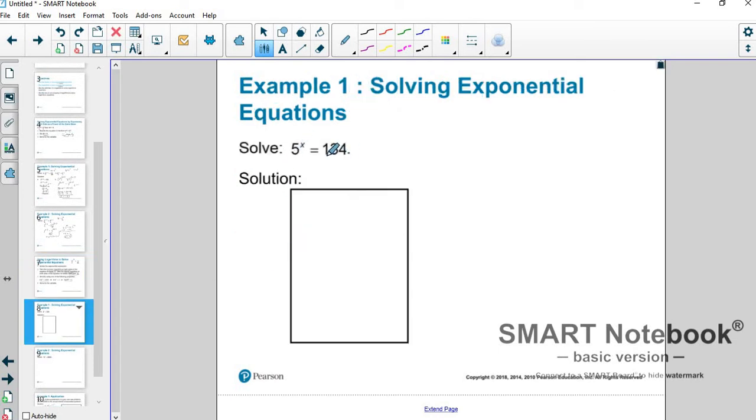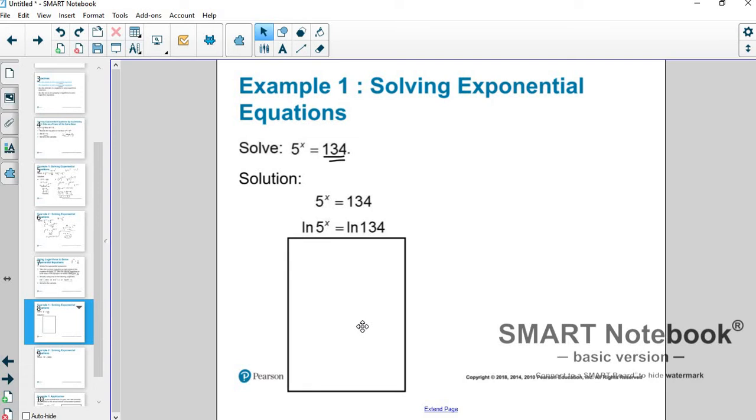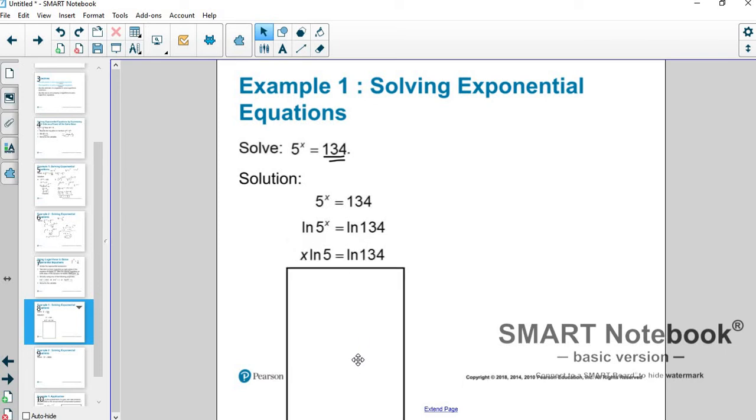So we've got 5 to the x power equals 134. 134 is not an easy power or a direct power of 5, so what do we do here? We take the natural log of both sides, and then what can you do? You can bring the x down in front.